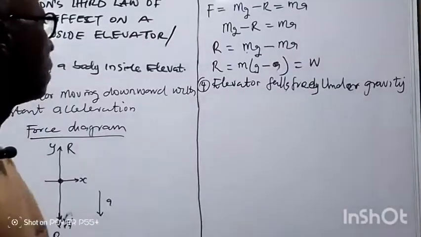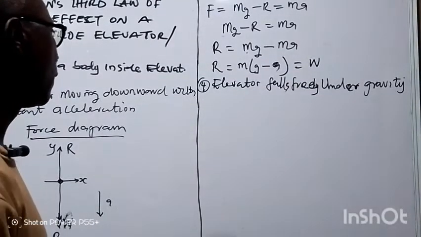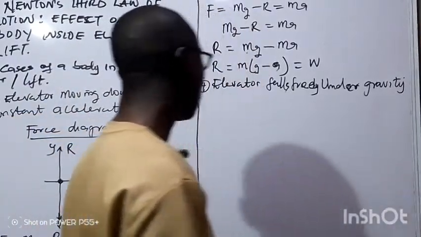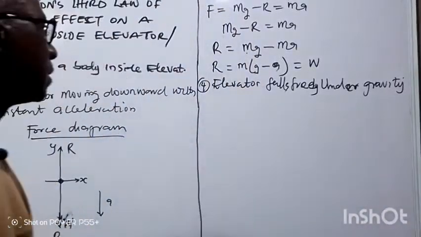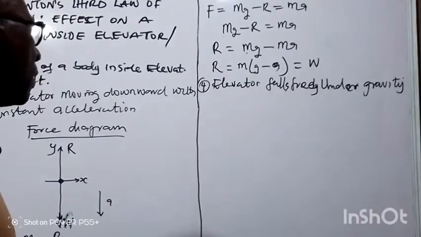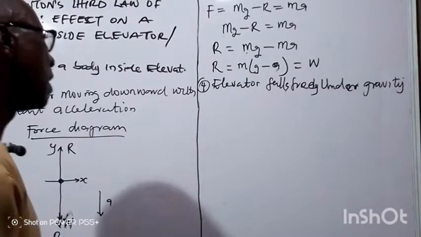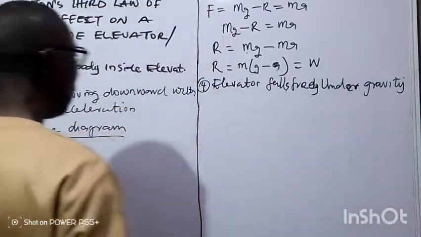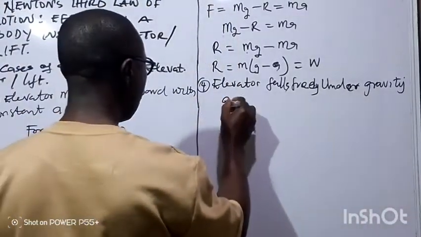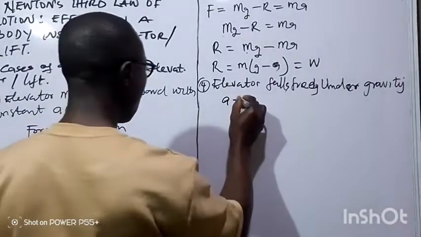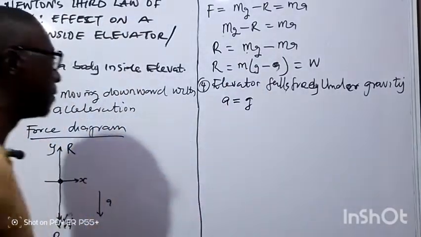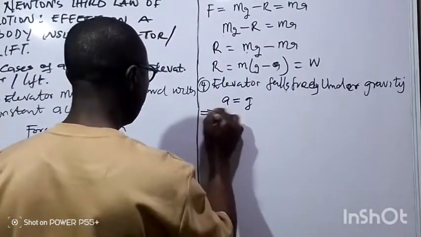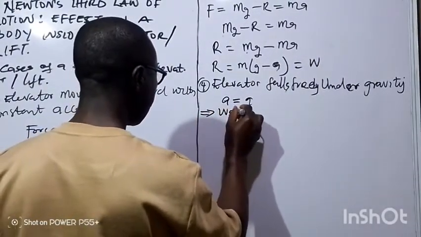Case number 4, elevator falls freely under gravity. When this occurs, the body inside the elevator becomes weightless. That is, under this one, our a, the acceleration, will be equal to the acceleration due to gravity. So when this occurs, the body inside the lift becomes weightless.